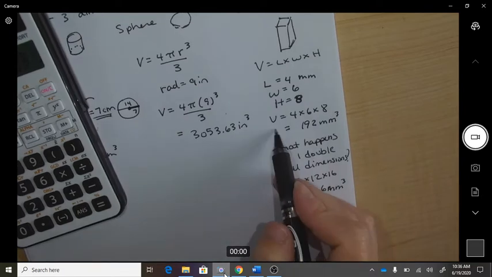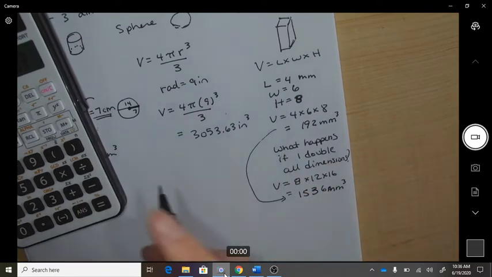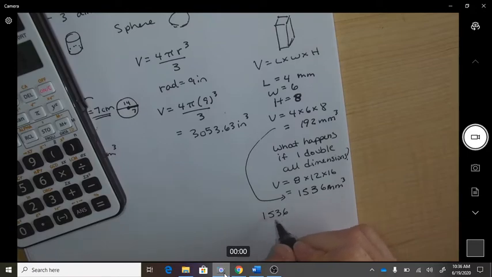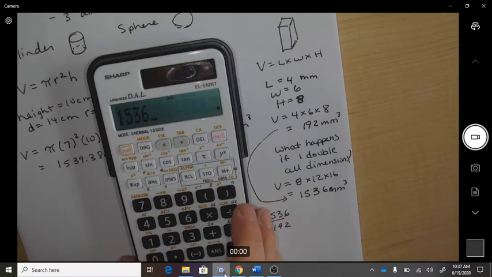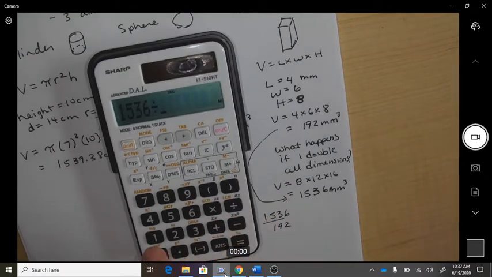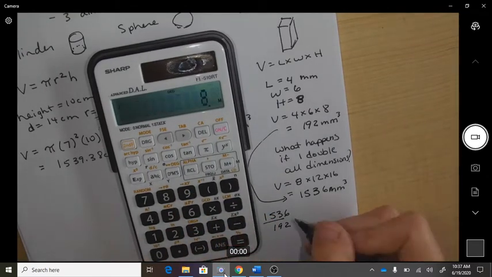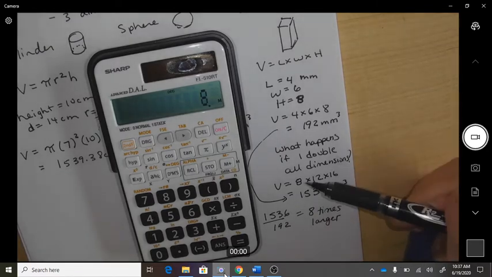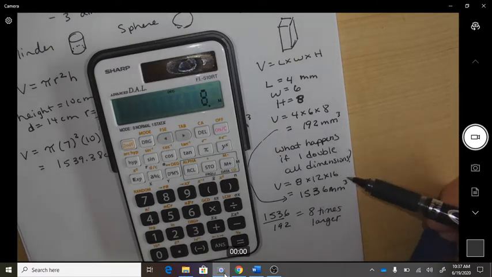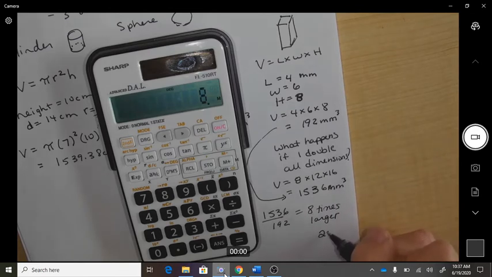So what happened there? I'm going to look at the ratio between those numbers. So I'm going to divide, and the ratio is 8 times larger. So what happened? Each dimension doubled, so 2 times 2 times 2 is your 8. That's what happened.